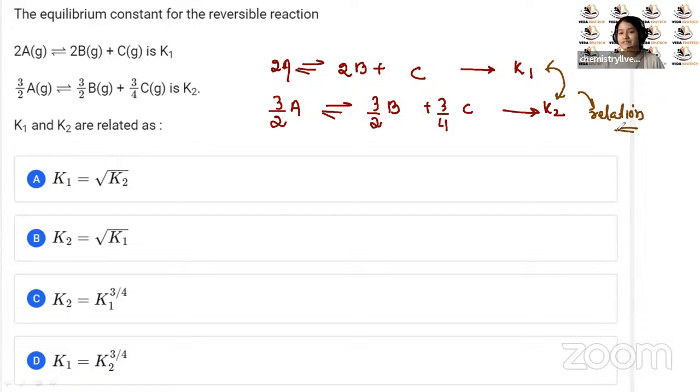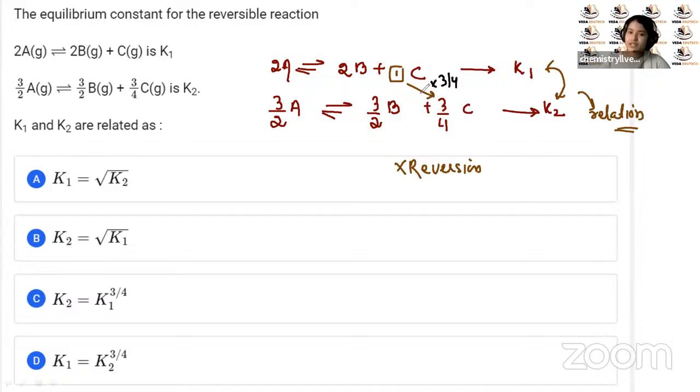So how do we know that? We'll see what changes have taken place. Has it been reversed? So no reversal, right? But something has been multiplied, right? And what has been multiplied, children? Directly you can see. You see where 1 is there. Here 1 is there. So this is 3 by 4 times. So 1 into 3 by 4 times is giving you this.